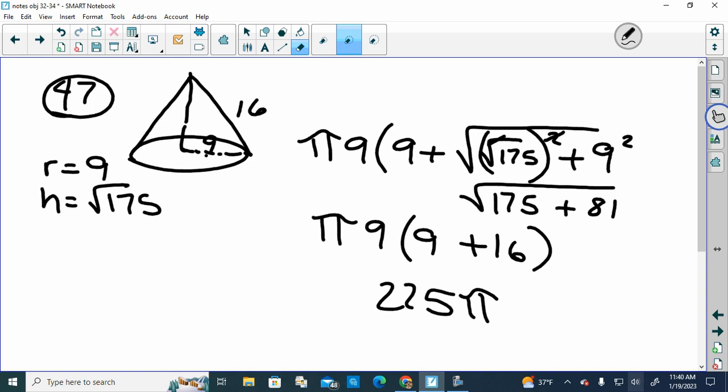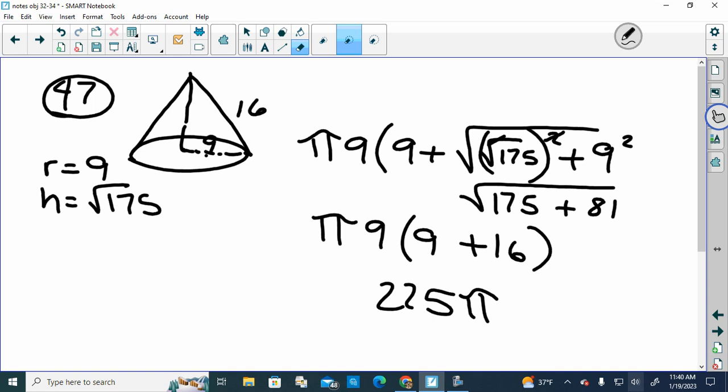Pretty good? Okay, so that was 47. I'm kind of jumping all over my papers. I'm just making sure. Okay, we did 41, right? Yes. 42. Did we do 45? No. Okay, let's do 45.